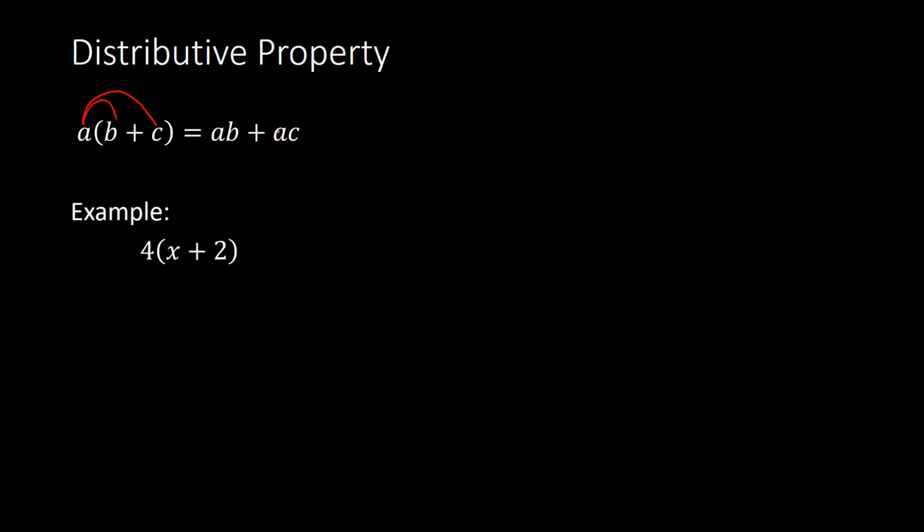So for example, if we had 4 times parentheses x plus 2, I would distribute. I would take 4 times x to get 4x, and 4 times 2 to get 8. So I'd have 4x plus 8.